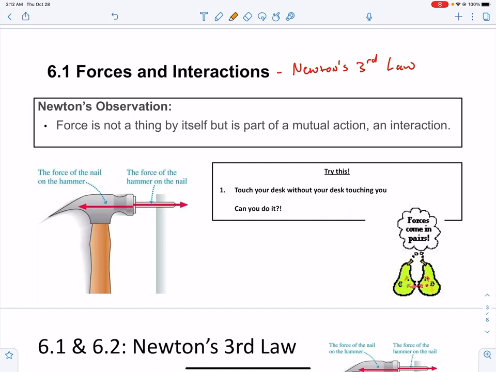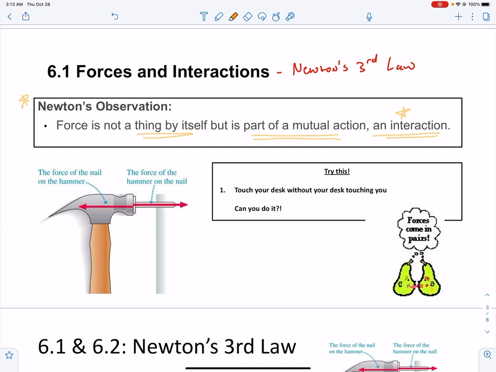But he has a total of 3 laws, and his third law came as a result of an observation. We said that force is a push or a pull, but Newton's observation is really that force is not a thing by itself, but it's part of a mutual action between two objects in interaction. So a force is ultimately an interaction, okay? And so that means that you don't have a force occurring by itself. It really occurs in sets of twos.